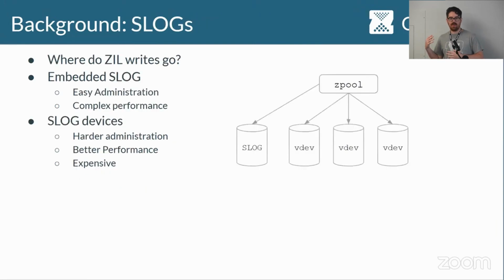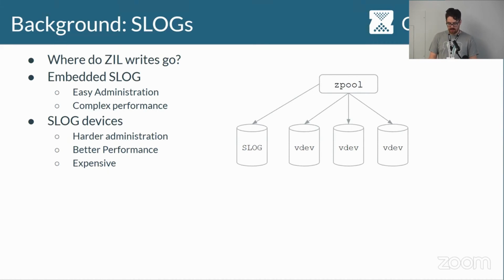So the next thing to talk about is the slog. So I mentioned earlier that we allocate these ZIL blocks on your disk. And that sort of leaves the question of where do we do these allocations? Where do these ZIL writes go? So the naive, simplest solution is that they just get stored with the rest of your data, right? On your normal VDEVs, mixed in with the rest of your stuff. But there are some problems with that.